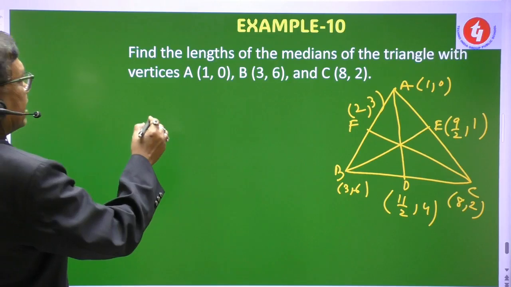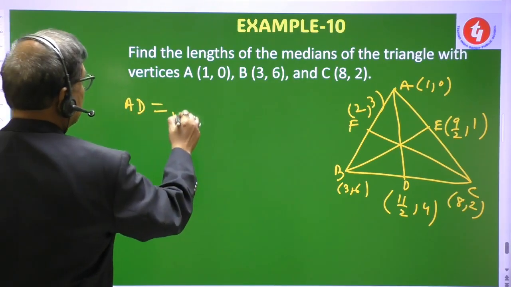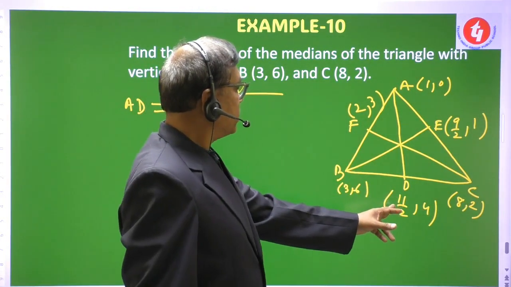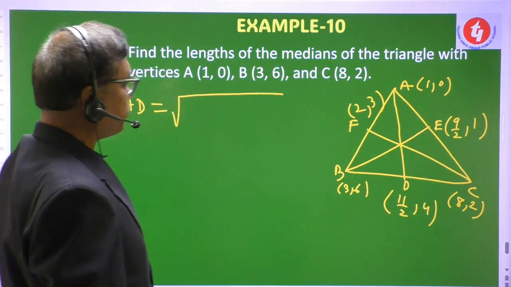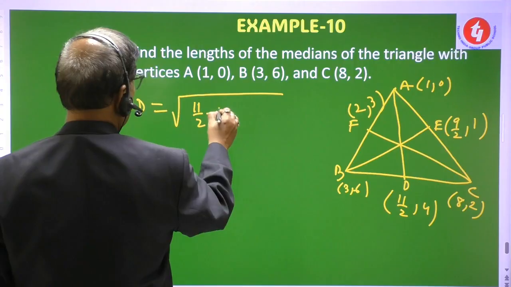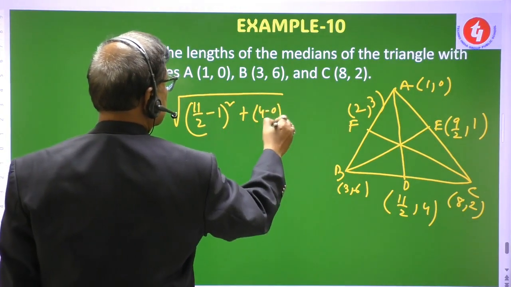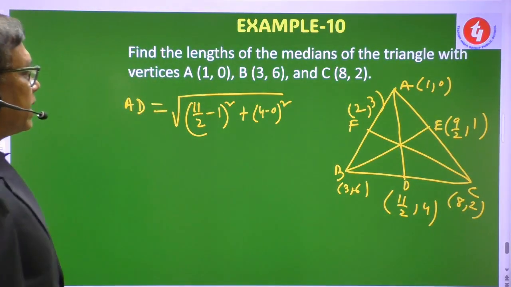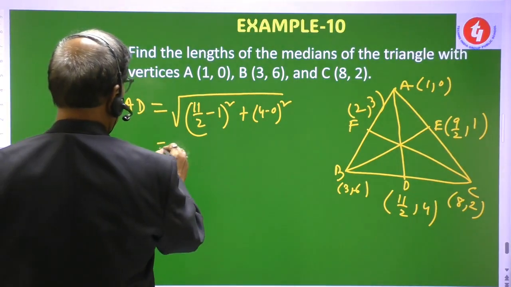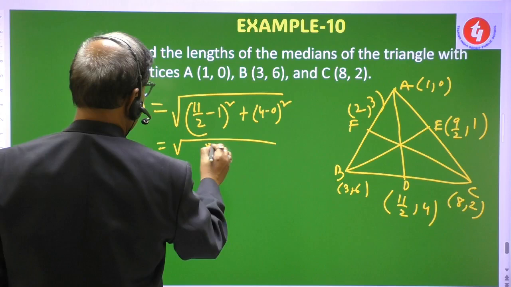Now we have to find the lengths of the 3 medians. So first median AD, root over of 11 by 2 minus 1 whole square plus 4 minus 0 whole square. Is it clear? So that means 11 by 2 minus 1 means 9 by 2 whole square, 81 by 4.